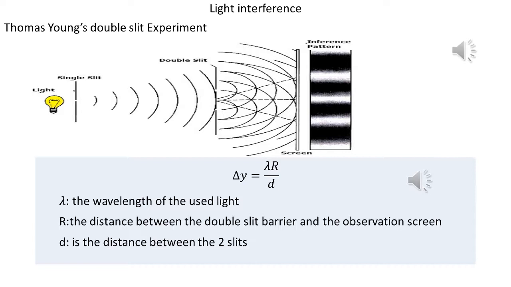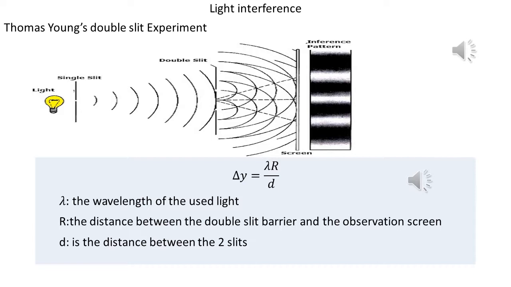Steps. When turning on the light source, the light waves pass through slit S in the form of cylindrical waves. When the light waves reach the two slits, S1 and S2, the two slits produce two coherent waves that have the same frequency, amplitude and phase. The two waves, when they interfere with each other, give bright fringes or dark fringes.